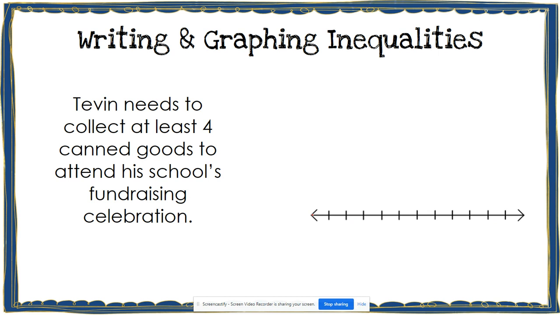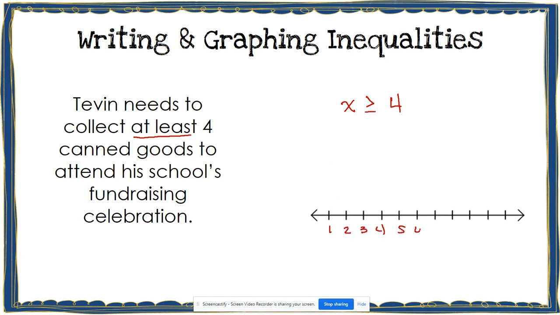Next, I see Tevin needs to collect at least 4 canned goods to attend his school fundraising celebration. So my keyword here is at least, and I know that Tevin has to collect at least 4. If Tevin has to collect at least four, then I know that he can collect exactly 4. And if he needs to collect at least 4, then that means he can collect 4 or he can collect more than that. So the symbol I'm going to use is greater than or equal to.